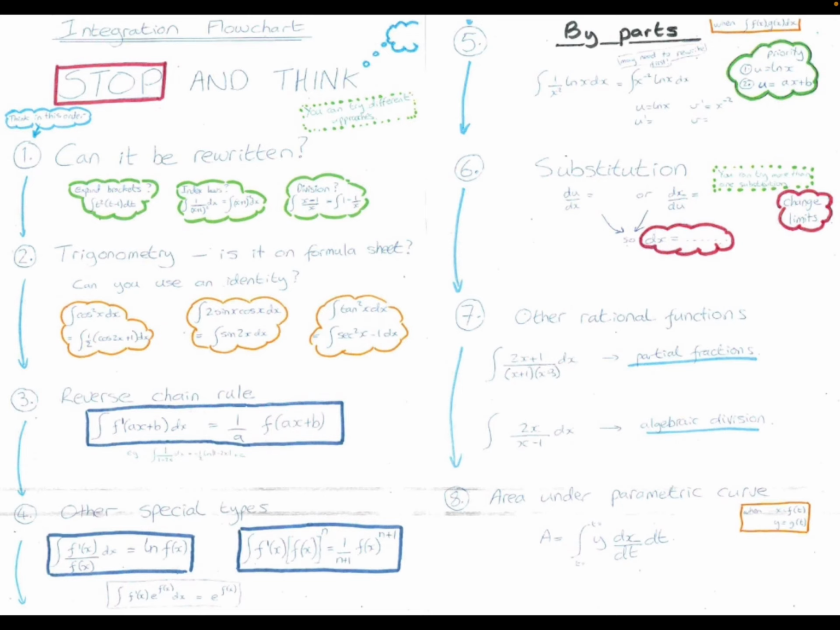Is it a special type? Can you spot a derivative? Is it a product? Can you use integration by parts? Do you need to use a substitution? Do you have a division? Do you have a fraction? Can you split it up using partial fractions or some algebraic division? Or do you need to use parametric integration?